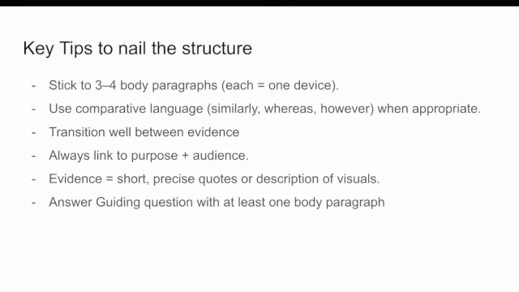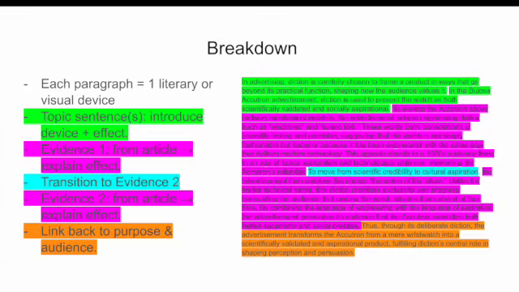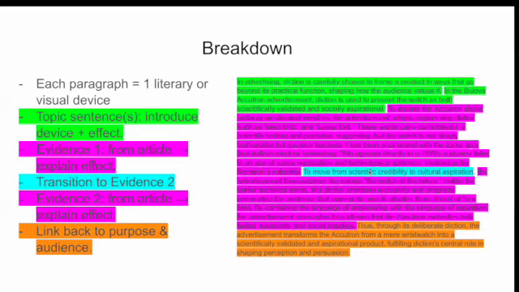So let's look at some final tips to nail the structure. So stick to 3 to 4 body paragraphs. At most 4. I would not suggest doing 4, and I think 3 is ideal. But if you must, then do 4. And make sure that each body paragraph has one device that it focuses particularly on. Use comparative language when appropriate. So similarly, whereas, however, it's usually appropriate during the transitions between paragraphs. So like this sentence here, you could also use however, similarly, like that. So you could say similarly, comma, to move from scientific credibility, and so on.